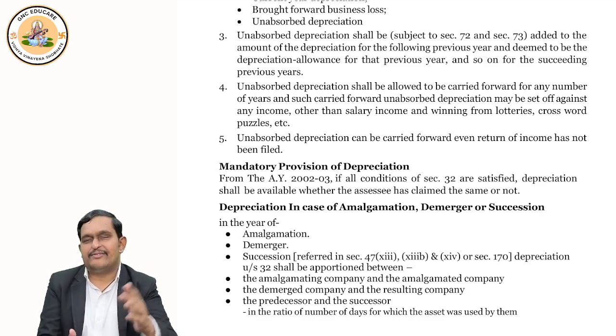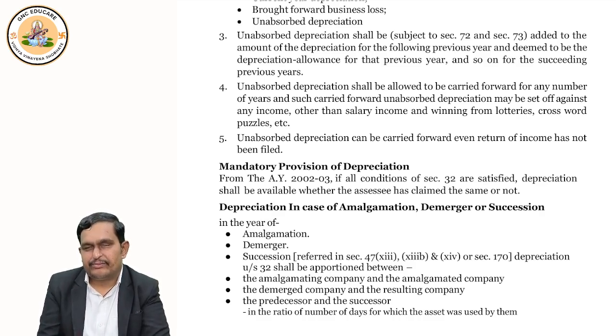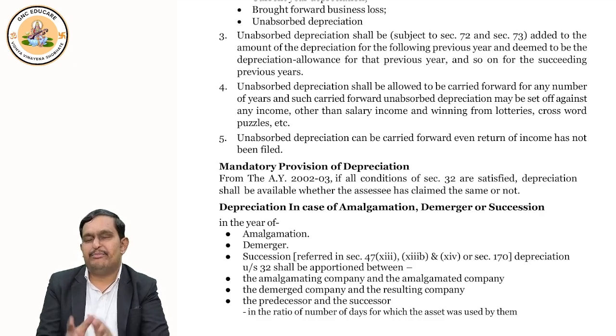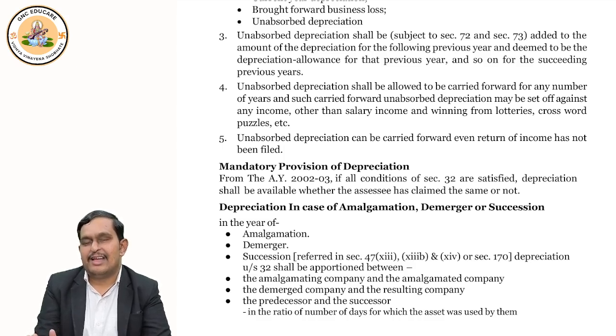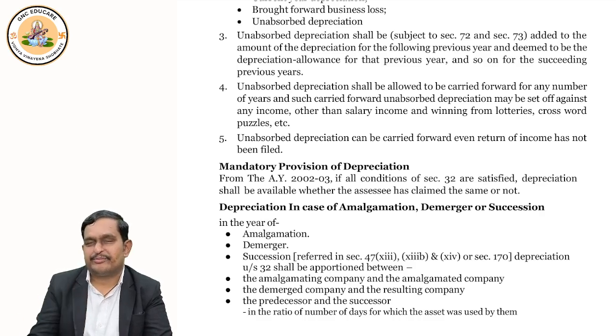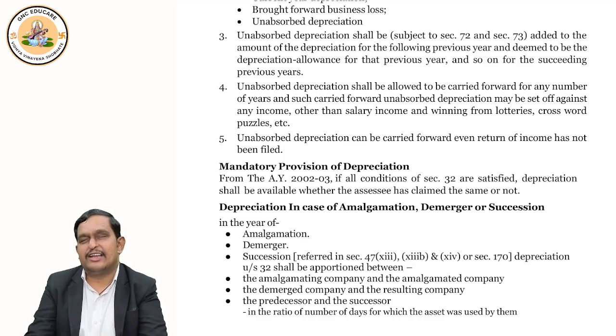In all these cases, if there is a succession, father transferred the business to son, amalgamation happened, the earlier company transferred the assets to the new company. How to calculate, what to do? The answer is simple. Believe that nothing happened. First thing you should believe, that nothing happened, and then calculate the depreciation. So first believe that nothing happened and then calculate the depreciation for the whole year.